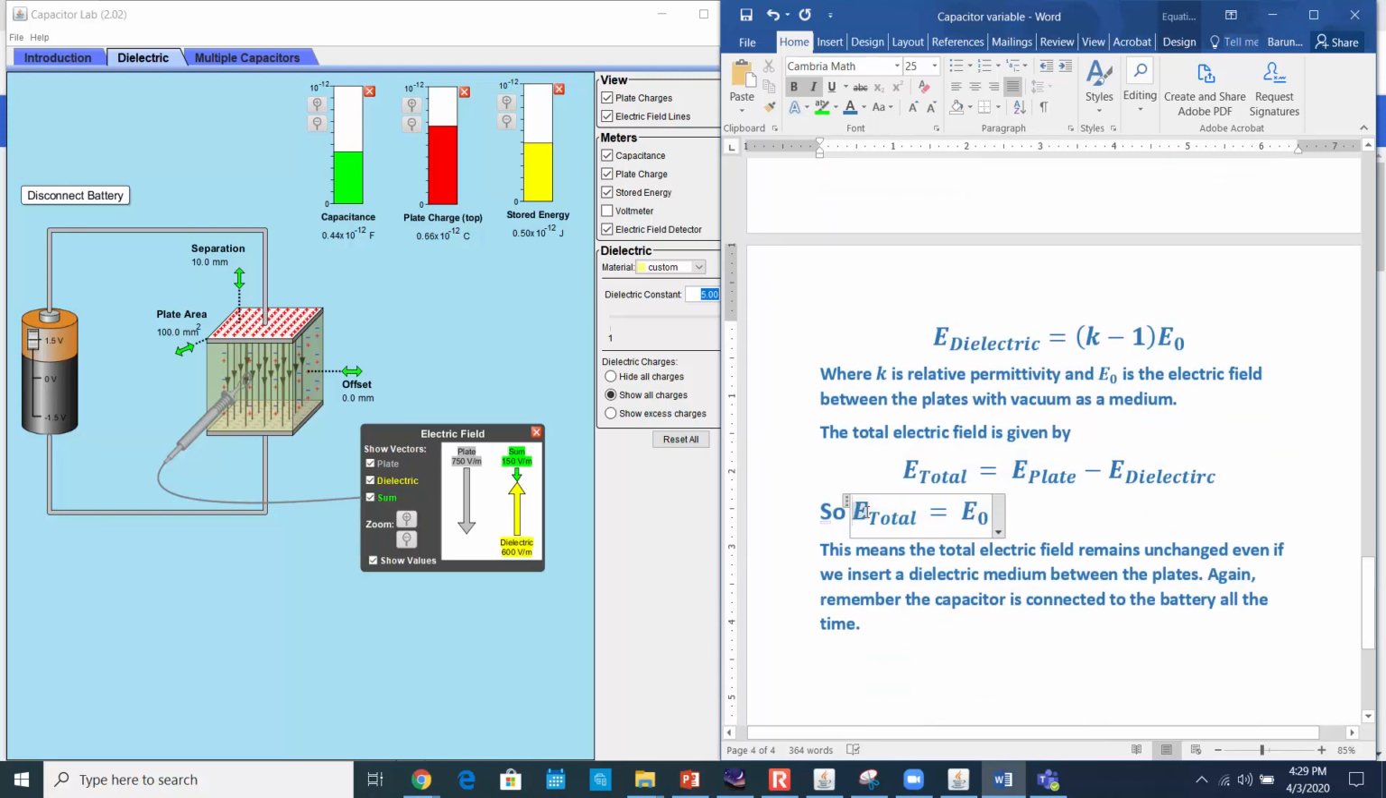So now we know E plate and we know E dielectric. The total field will still be the same, but what will differ is the dielectric field and E plate. The total field will remain exactly the same. And remember, the total field will remain exactly the same when the capacitor is connected to the battery. If it is not connected to the battery, then there will be a different story. Again, remember, all these scenarios are when the capacitor is connected to the battery.